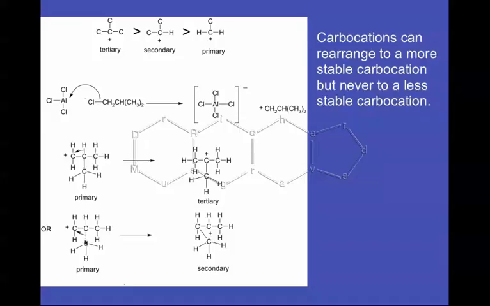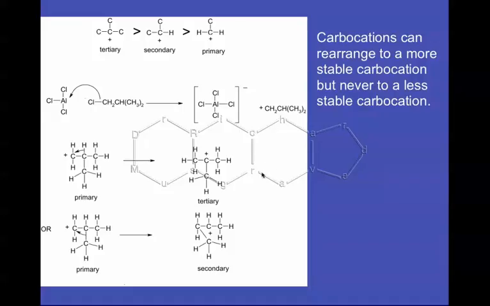But if we move the methyl group over, we have to move the methyl group and its electrons. And what that will give us is a secondary carbocation. So both of these would be possible rearrangements from a primary carbocation. Just realize that carbocations will rearrange to a more stable carbocation, but they will never rearrange to a less stable carbocation. So you'll never get an instance where a tertiary carbocation will rearrange to a secondary or a primary C+.